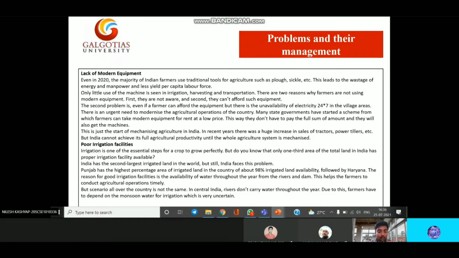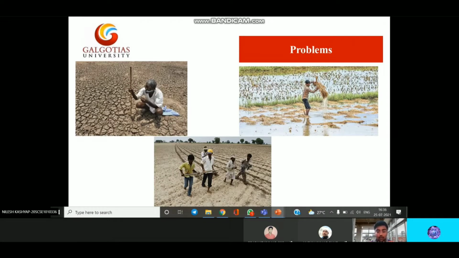We can see in this picture how the farmers are facing problems due to lack of modern equipment and poor irrigation facilities. And now my friend Anshu will be continuing.